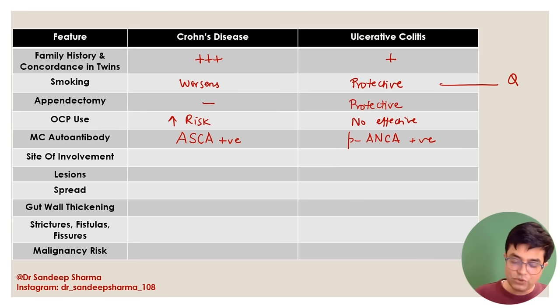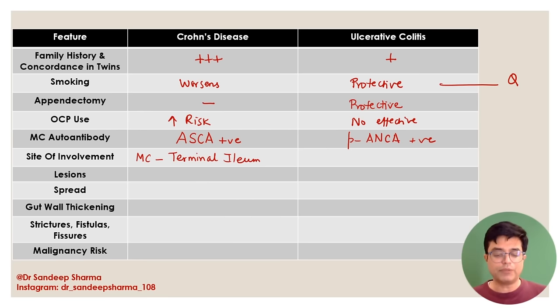Then coming to the site of involvement, I have already told you, Crohn's disease can involve any part of the body starting from mouth to anus. However, most common involvement is in the terminal ileum. It can involve colon also, but terminal ileum is the most commonly involved site. What is the site here? It is colon. The entire colon is involved. That is why the name is colitis, particularly rectum. Rectum is most commonly involved.